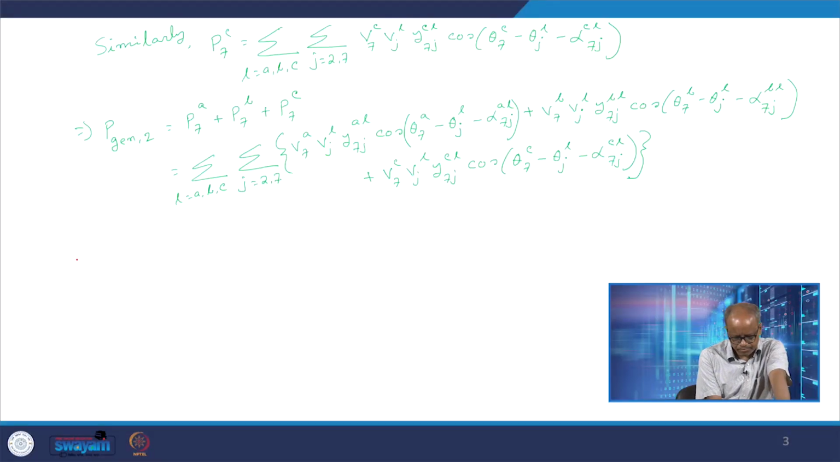Okay, so now let us continue with our derivation. So we have looked into the expression of P gen 2. Now let us look in more detail at what P7A is.